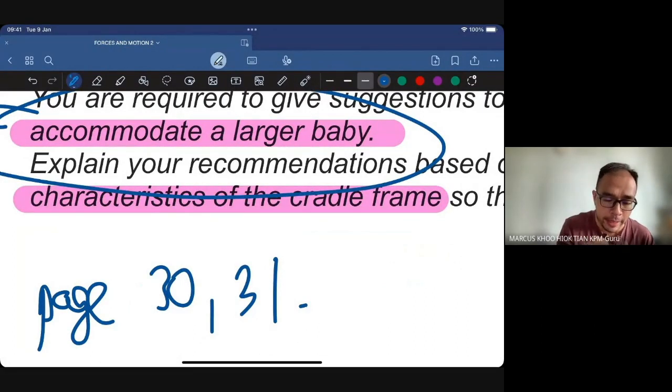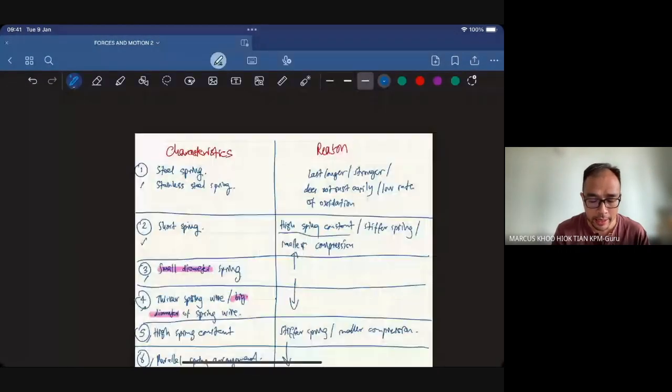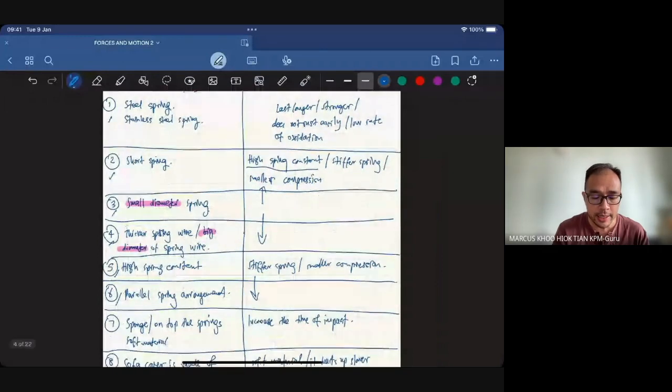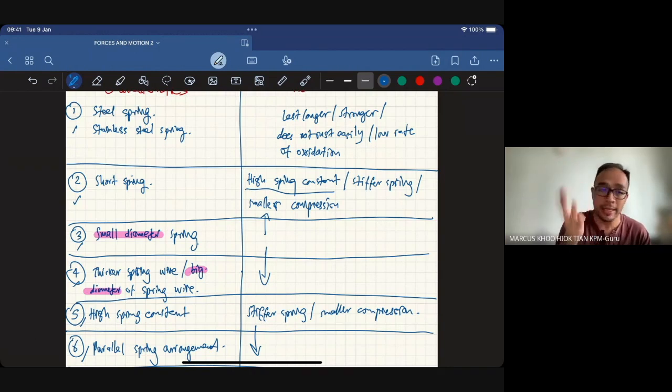But actually, the more important one, I think, is that the first 6 characteristics of the spring that I gave just now are things you should commit to memory. Because if a question comes out about Hooke's law, or asks about the spring, these 6 will definitely help you. You need maximum 4, but it's good to memorize all 6. And the good news is, the reason is all the same. Okay, high spring constant, stiffer spring, smaller compression. Again, high spring constant, stiffer spring, smaller compression.